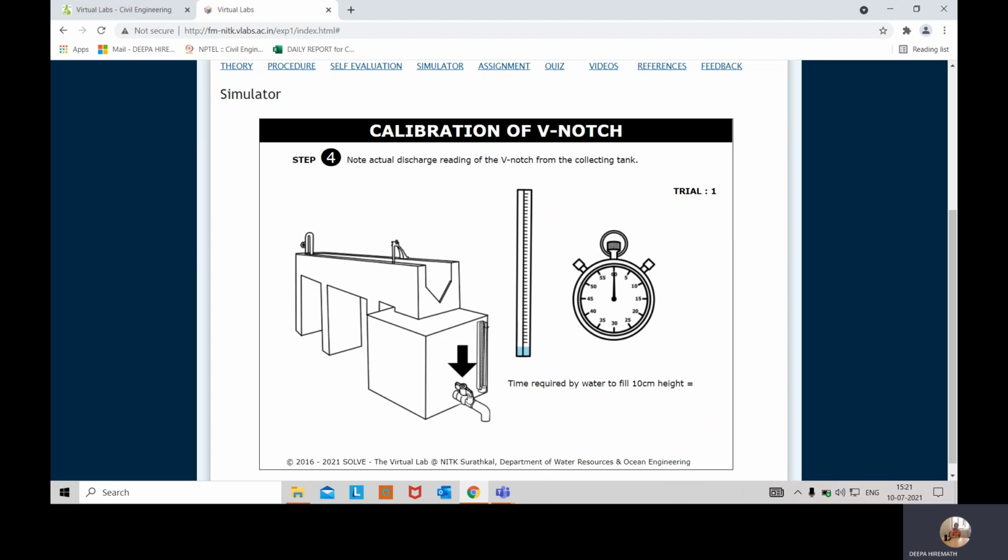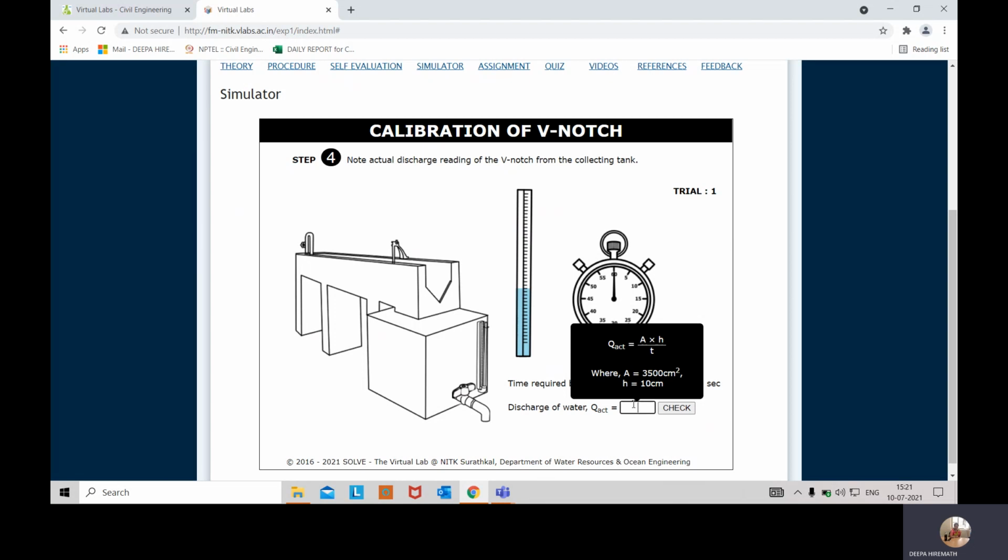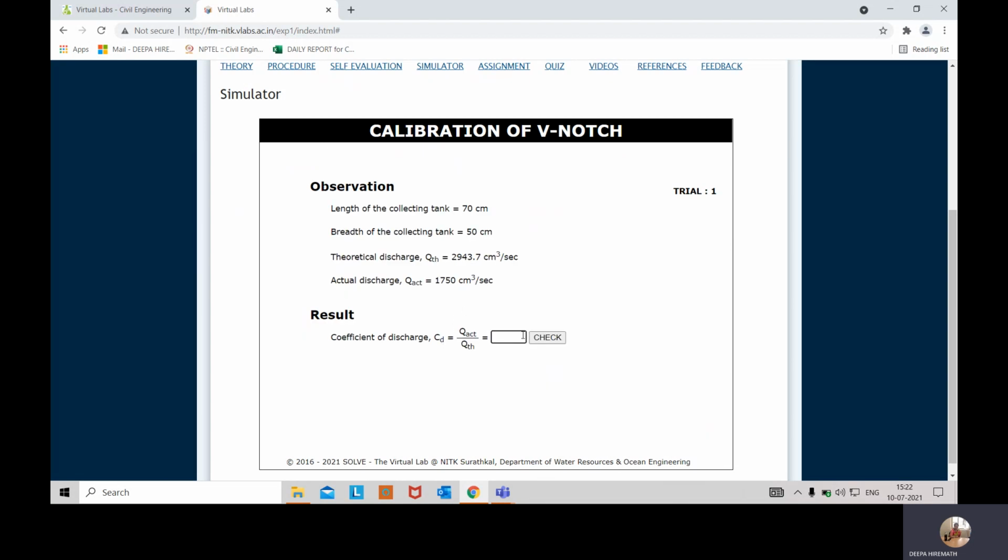So next we are going to close the valve of the collecting tank and allow the water to collect in the collecting tank to about 10 centimeter height, and the time taken will be noted down as 20 seconds. So now Q actual is calculated using the formula A into H divided by T. So the result will be 1750 centimeter cube per second. So this is trial 1, and here we are going to find CD, that is the coefficient of discharge. In trial 1 the coefficient of discharge was found to be 0.59.